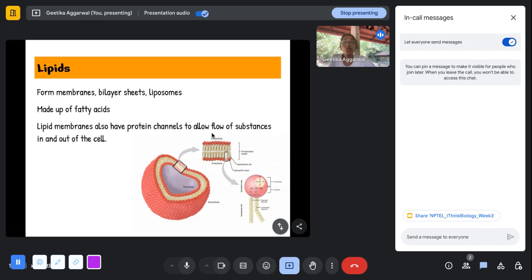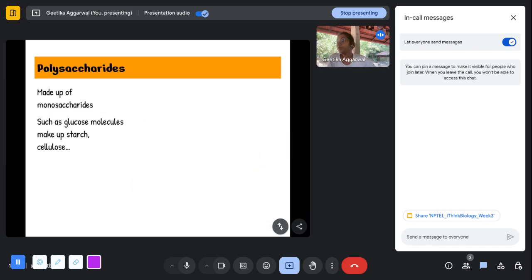Lipid membranes also sometimes have protein channels through them, which allow the flow of substances in and out of the cell. So these can be ion channels, or channels for other molecules. They allow the movement of ions in and out of the cell, which is very important for many processes, such as the generation of action potentials, in which you need the movement of sodium and potassium ions in and out of the cell, against their potential or along their osmotic potential.